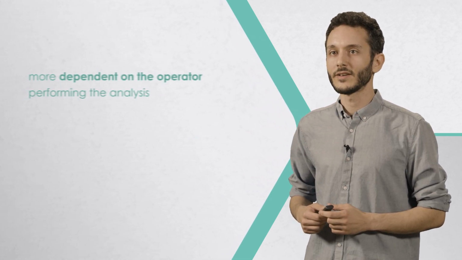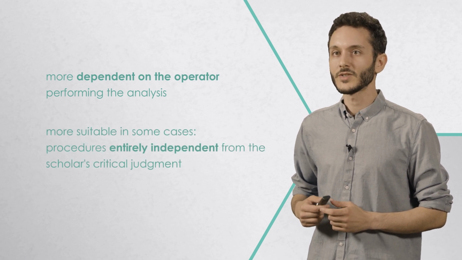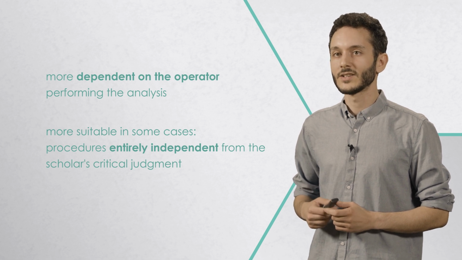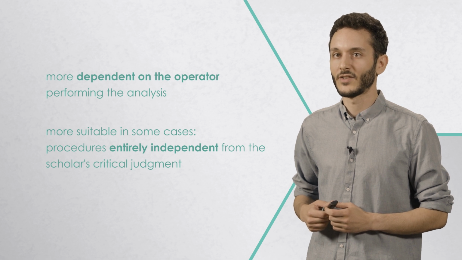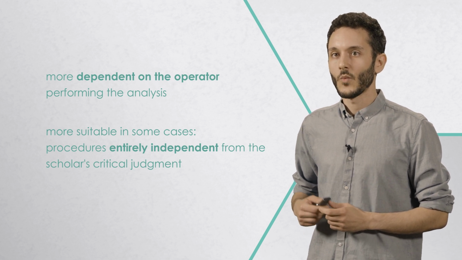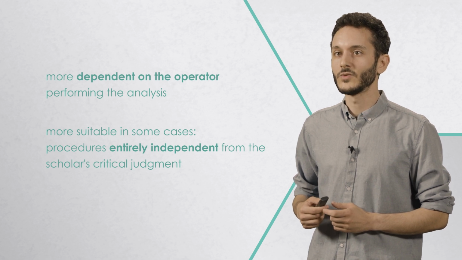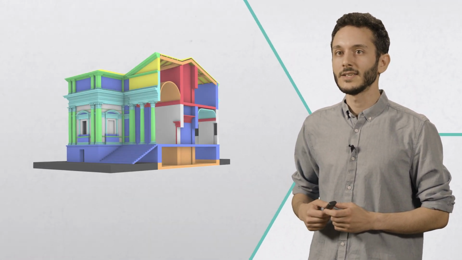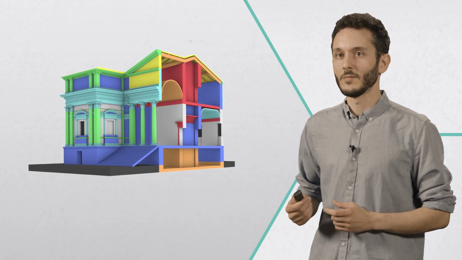This result is more dependent on the operator performing the analysis, but at the same time, it could be more suitable in some cases, as architecture has a creative component, and it is not always possible to obtain appropriate results using procedures entirely independent from the scholar's critical judgment. When assigning relevance factors other than 1, it is essential to declare them in order to produce traceable and transparent results. To apply these formulas in the best way possible, it is essential to calculate accurately the volume of the different parts that make up the 3D model.